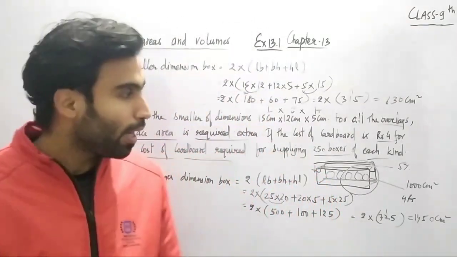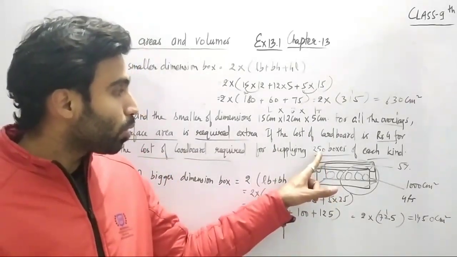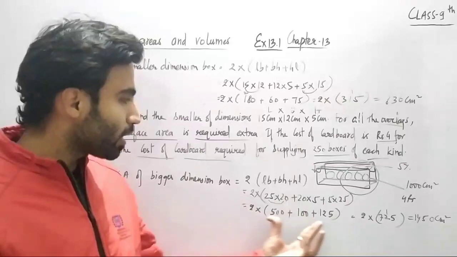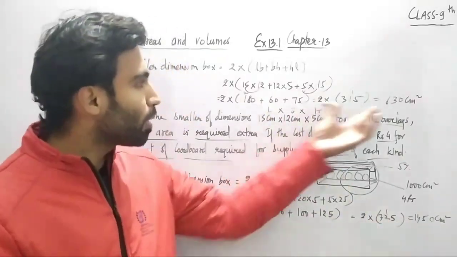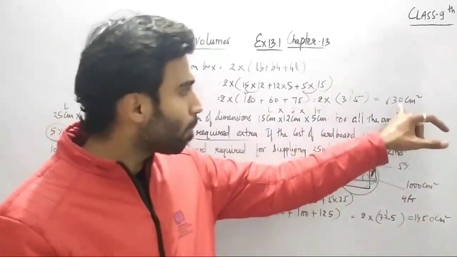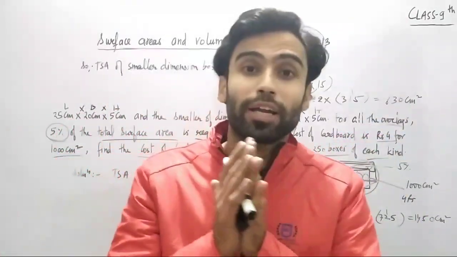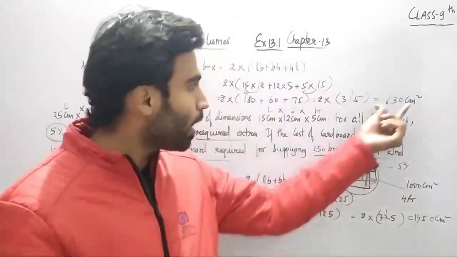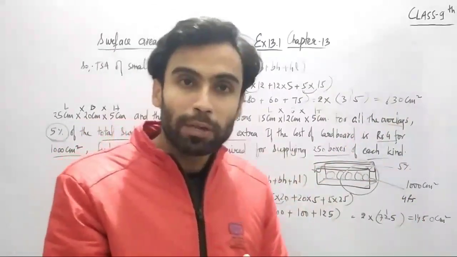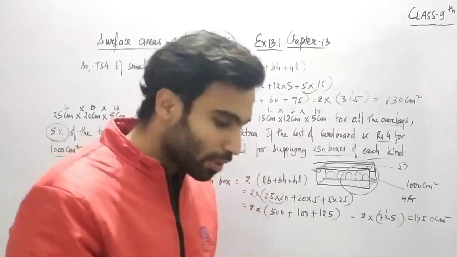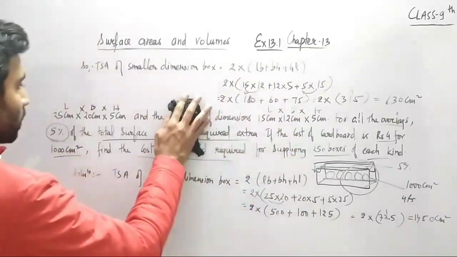Getting my point? Now as given in the question, you can see 250 boxes of each kind. That is, how many bigger boxes are needed? 250. How many smaller boxes are needed? 250. So let me simply add the total area of both the boxes and multiply it with 250, right? So by adding both and multiplying by 250, there will be a total of 500 boxes, 250 of both. So let me do that. Let me make some space.